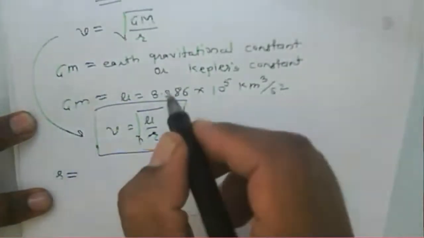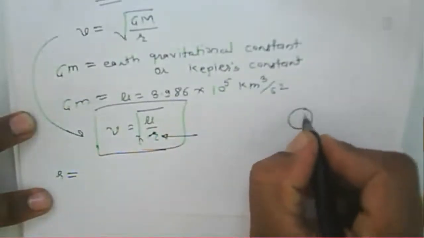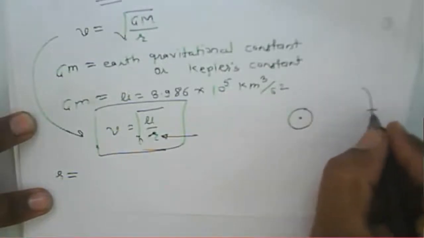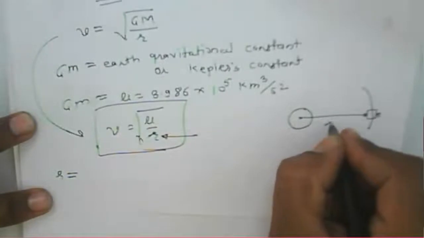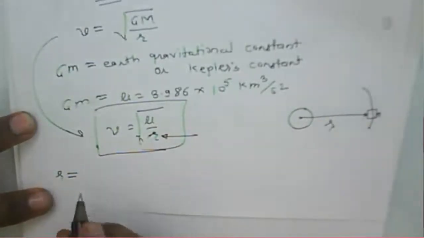So now this r is the distance from the center of the earth. This is your earth, this one is the center of the earth, and here we have a satellite. Here is the position of the satellite. That distance is nothing but r.